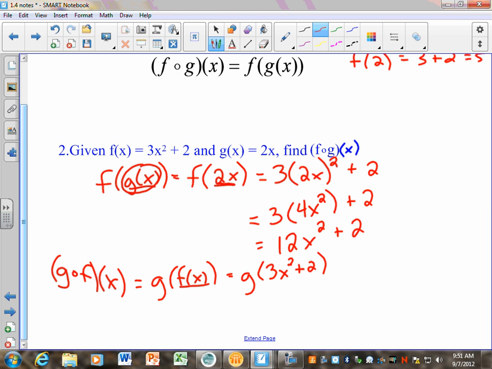Find g of 3x squared plus 2. That means in your g of x function, you're replacing x with all of this. So you get 2 times 3x squared plus 2. And then you work it out, which isn't so bad on this one. I think we get 6x squared plus 4.